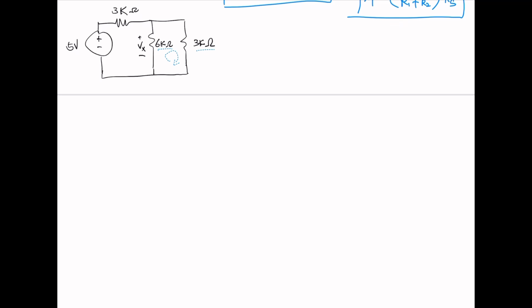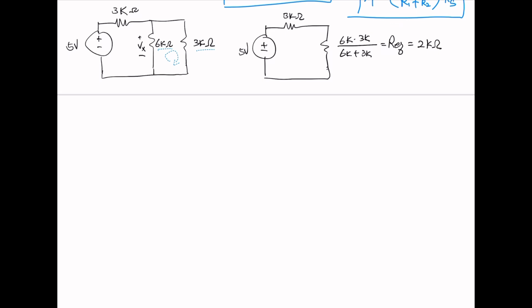Now these 6K and 3K resistors are in parallel. If we combine those two, we multiply for the numerator and add for the denominator, and the equivalent for those two parallel resistors is 2 kilo ohm. Now we're going to label this one as Vy and then apply the voltage division.